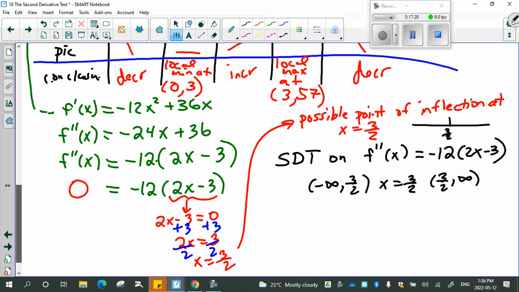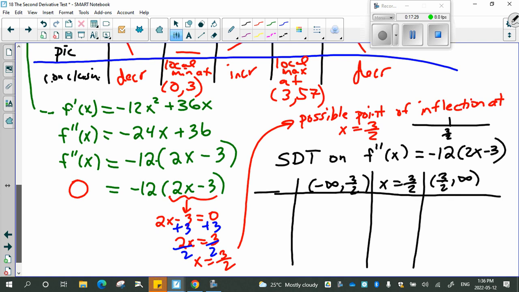Okay? And then our chart is very similar to what it was with the first derivative test. So we want the sign of the second derivative. So sign of f double prime at x, a picture, and a conclusion.